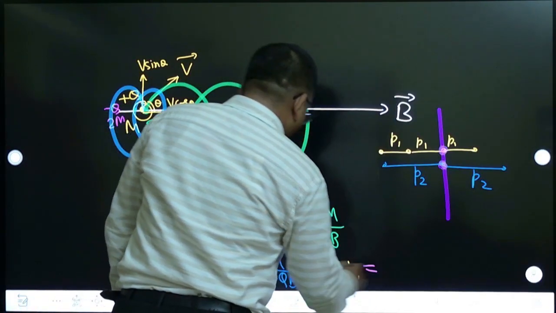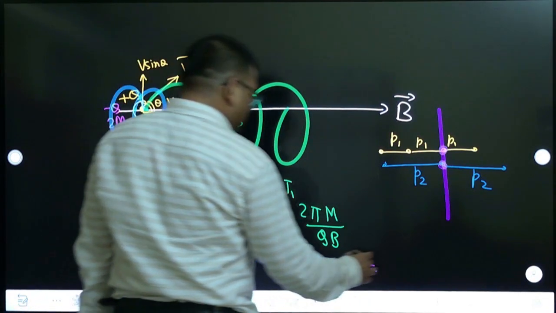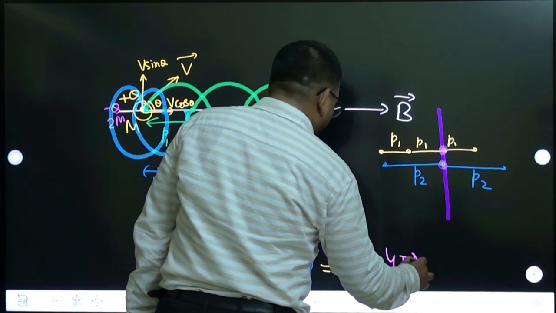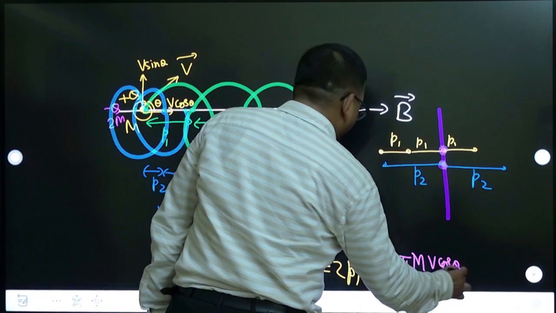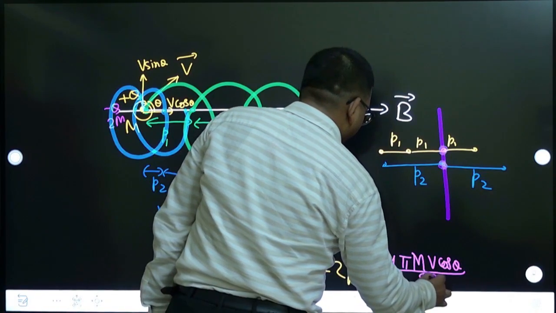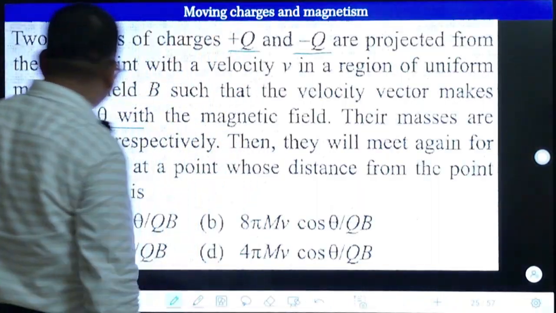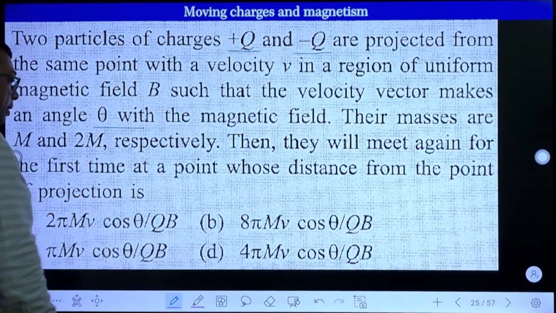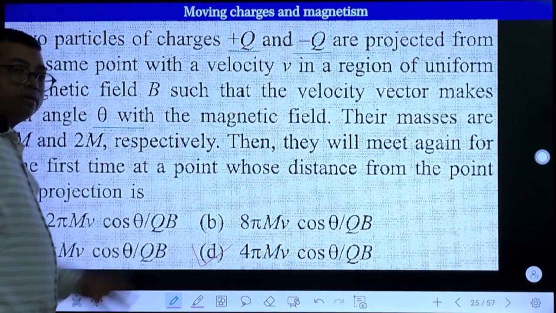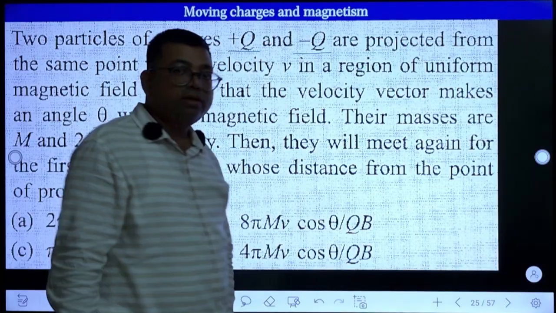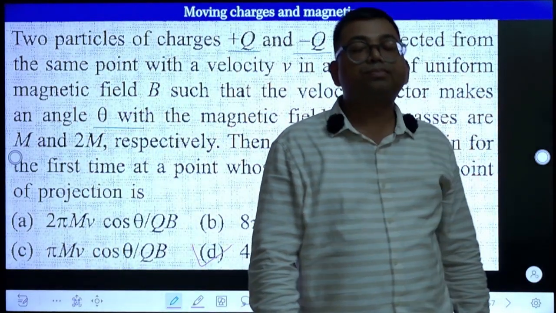How much is this coming? 4 pi m v cos theta by QB. This is the answer, right? So let us choose the answer: 4 pi m v cos theta by QB. Option D is the correct answer. Fine, I hope you got this question.